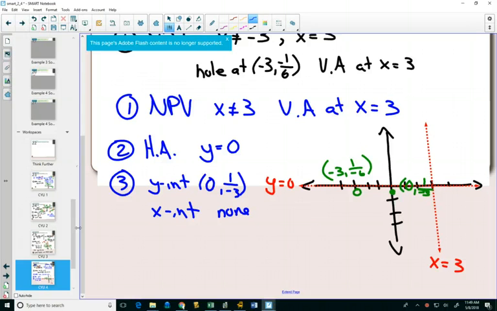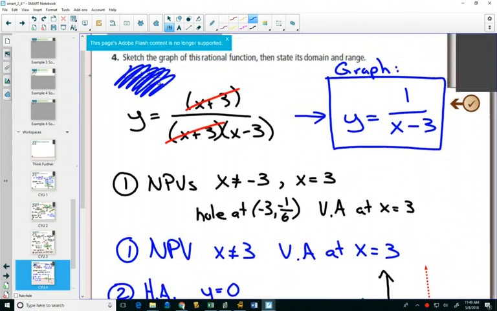And this is why we changed to blue. I changed my color coding to blue because once you have a 0 that cancels out and you have a hole, you have to graph the simplified equation. Because the danger is you say, oh, I'll look at my original equation and I'll plug in 0 for y. Is my numerator ever equal to 0? Yes, at negative 3. And so you might think, I'll put in an x-intercept at negative 3. But that's not the case.